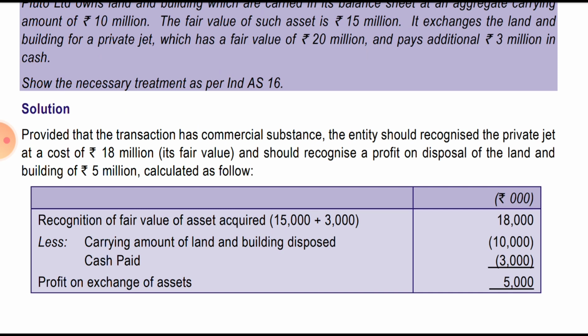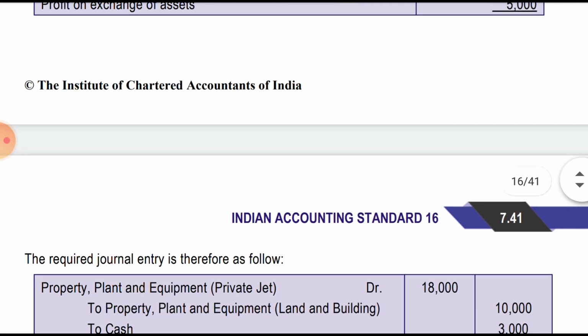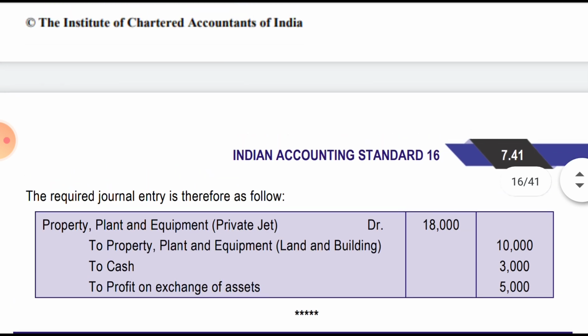So this is the profit and gain on exchange of assets, and they had also said to pass the journal entries. So the entry will be: Property, plant and equipment, private jet 18 million, to Property, plant and equipment, land and building 10 million, to Cash 3 million, and to Profit on exchange of an asset 5 million. So with this we are done with illustration 2. Then we would be doing illustration 4.